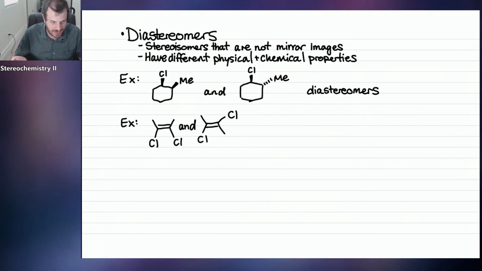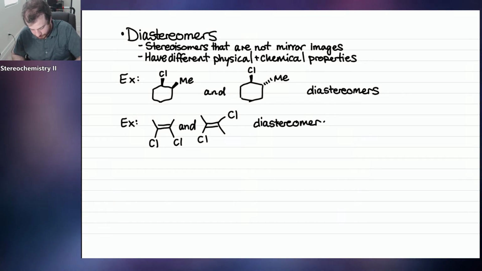They won't rotate light. They don't have any stereocenters. There's no carbons with 4 unique attachments. So these are not chiral molecules, but they are still stereoisomers because they differ only in the directionality of the atoms. So these would also be classified as diastereomers. And interesting to note here that the molecules do not have to be chiral to be diastereomers.